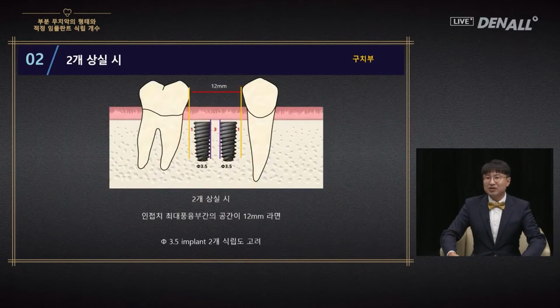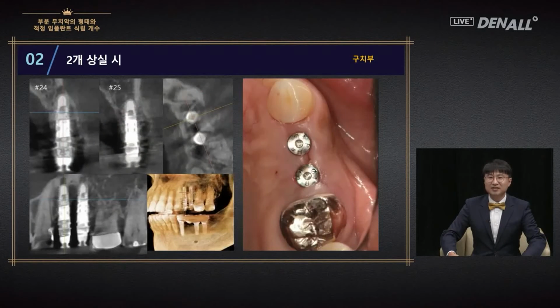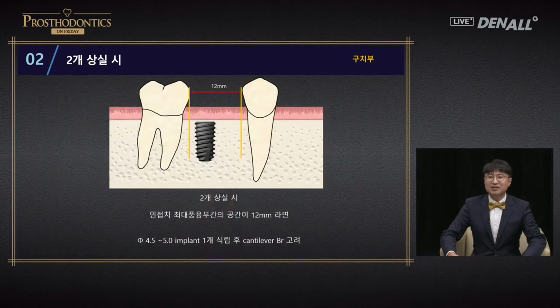If the space between the height of contour of adjacent teeth is 12mm, you can consider placing 2 3.5 diameter implants. 3.5 implants do have mechanical weakness. However, even if bone width is sufficient, if the mesiodistal space is tight and you place a 4.5 diameter implant, biologic problems can be caused. I believe more so than mechanical issues, biological issues are a bigger problem. I believe doing a cantilever prosthesis is a good choice.